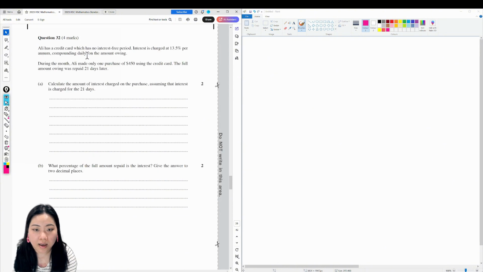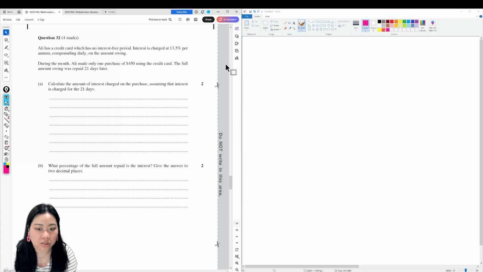4 marks. Ali has a credit card which has no interest-free period. Interest is charged at 13.5% per annum, compounding daily on the amount owing. During the month, Ali made only one purchase of $450 using the credit card. The full amount owing was repaid 21 days later. A. Calculate the amount of interest charged on the purchase.